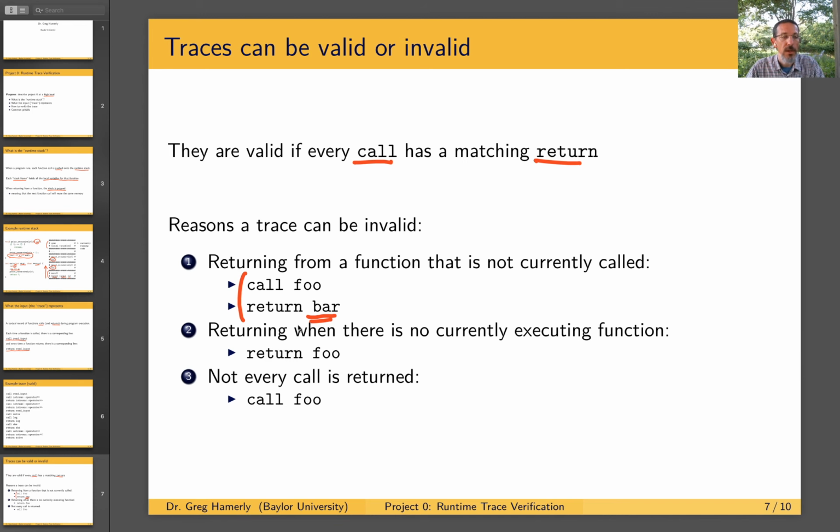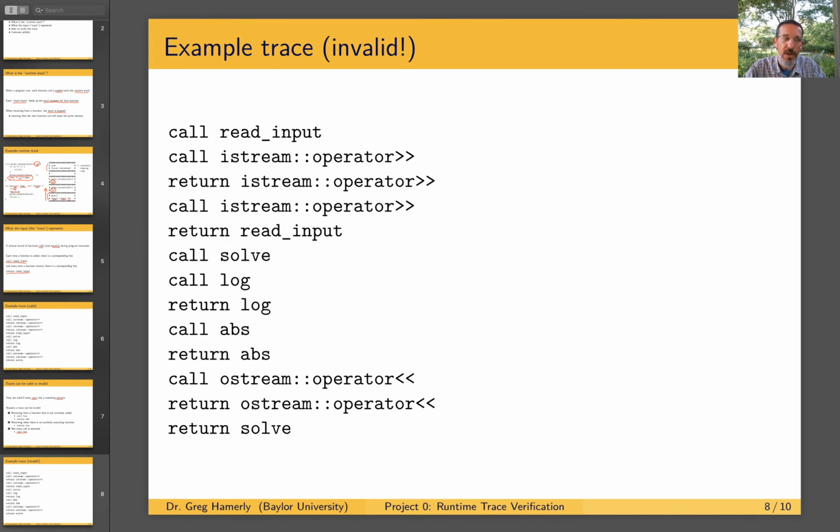It should not be returning from bar, so that's an incorrect behavior, and we would report that as soon as we see it. Another thing we might see is if the stack was empty and then we saw a return. You can't return from a function when no function is currently executing, so that would be an error condition. And finally, if you get to the end of the trace's input and there's still something left on the stack, there was a foo that was called that never returned, that's also an error condition. So here's an invalid trace, and maybe pause the video, glance at this for a minute, and see if you can identify why this is invalid, but I'll give you a demo in just a sec.